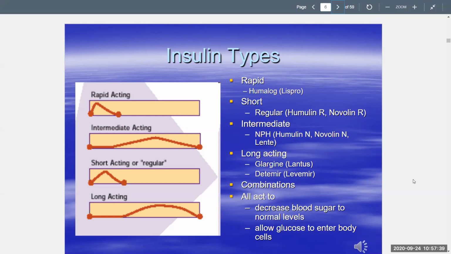Right. Which one's the most important to give if they have their meal? The fast acting? Yeah, your more rapid acting ones. You want to make sure that they have their meals, or at least they're getting something to eat when you're giving those rapid acting insulins, because they're rapid acting. They're gonna bring their blood sugar down quickly if you don't give them anything with it.